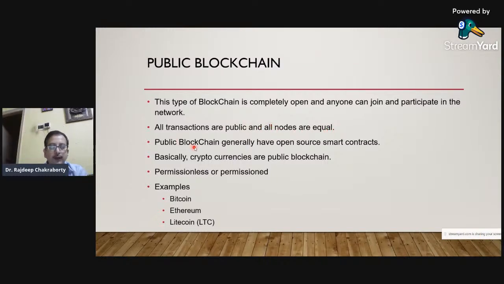Public blockchains generally have open source smart contracts. Because the smart contracts are open source, cryptocurrencies are basically public blockchains, as I told you. And public blockchains can again be of two types: permissionless blockchain or permissioned blockchain. That means your blockchain is public.